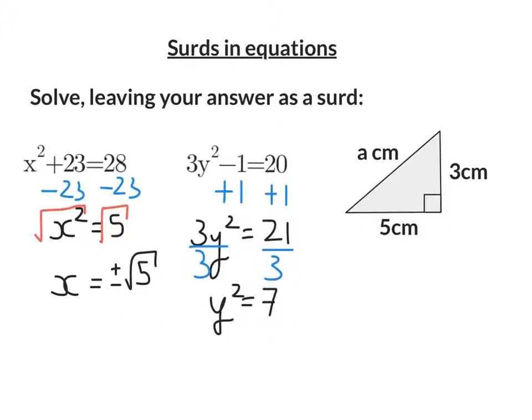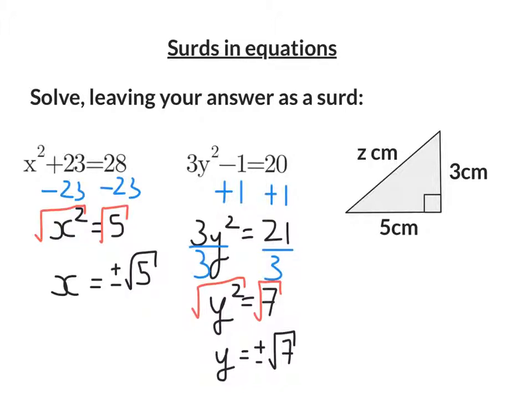To remove the squared, to get y on its own, I need to square root both sides. So that's going to leave me with y on the left. And then I'm leaving it as a surd, so I'm going to have root 7. And when you square root something, you get a plus and a minus. So the answer is y equals plus or minus root 7.